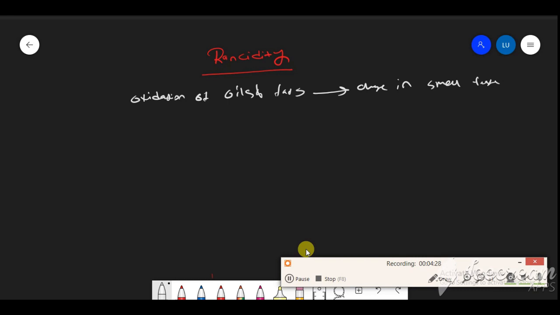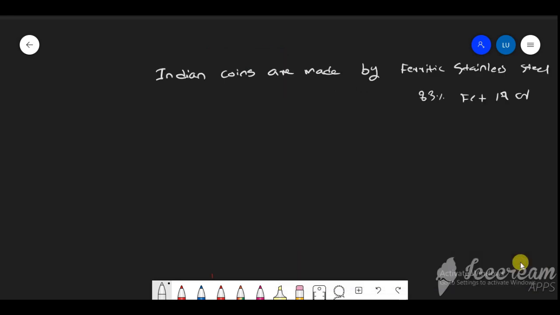Okay, in the NCERT textbook they also provide this information: Indian coins are made using ferritic stainless steel. Ferritic stainless steel is a mixture of 83% iron and 17% chromium. Okay, this is all about the first chapter.